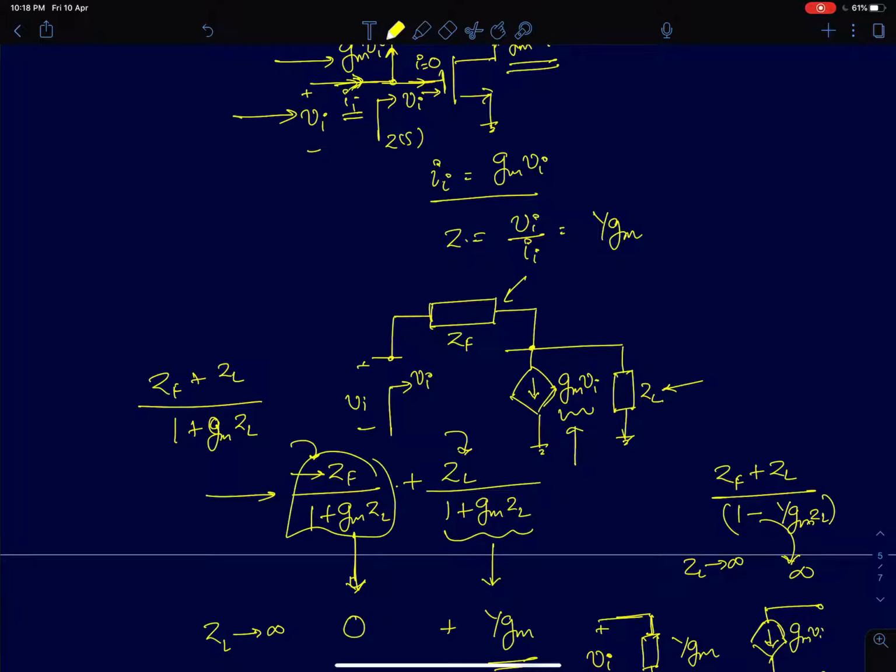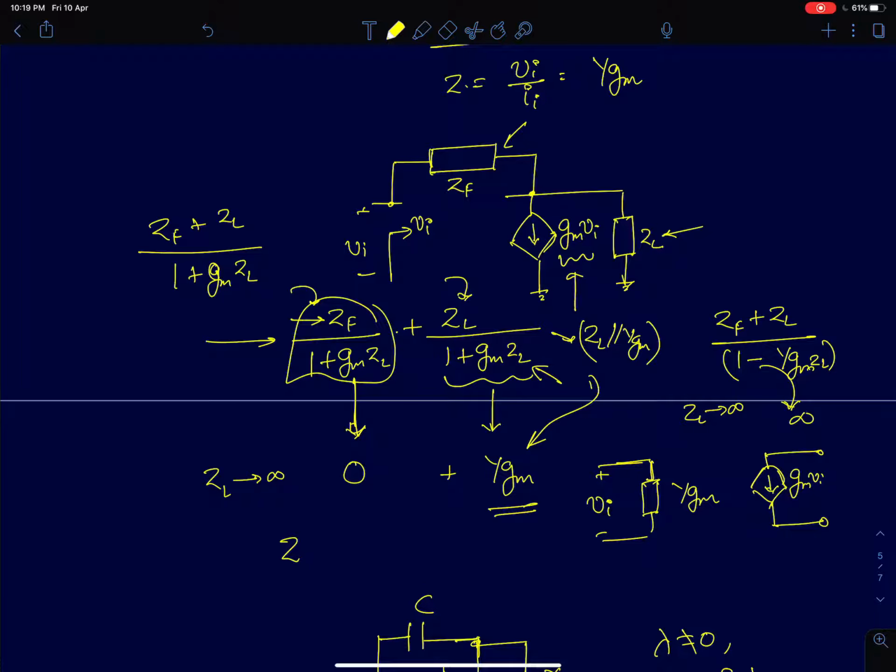In the other part of the expression, when I tend ZL to infinity, this is nothing but ZL in parallel with 1 by Gm. So if ZL is infinity, you are simply going to get 1 by Gm. That's why the input impedance seen at the input, which I am going to call Zi of s, is simply equal to 1 by Gm.